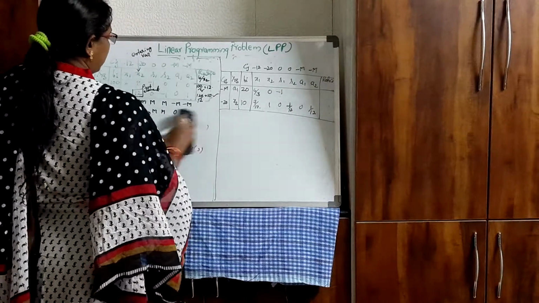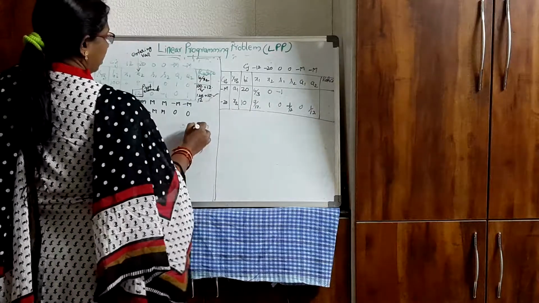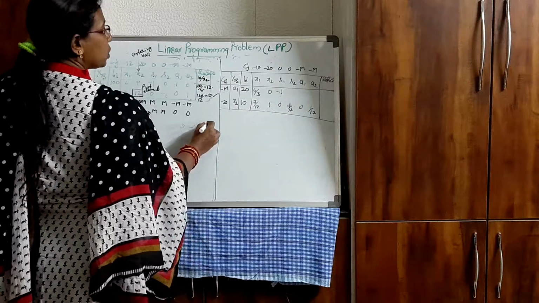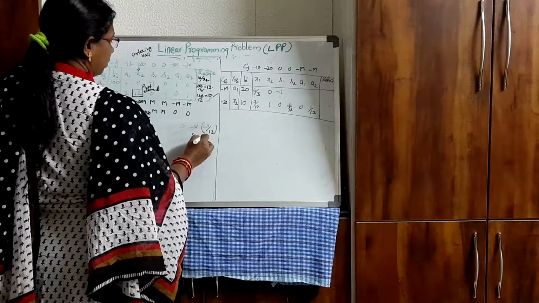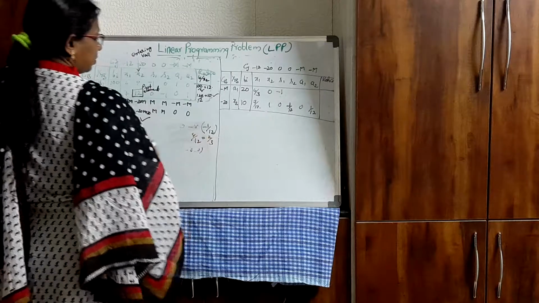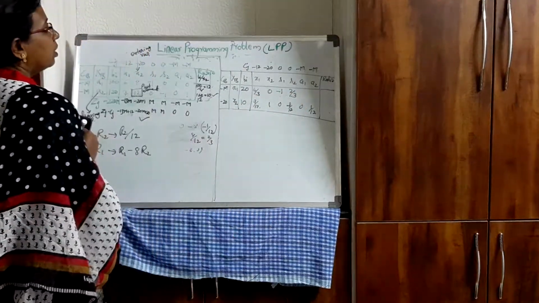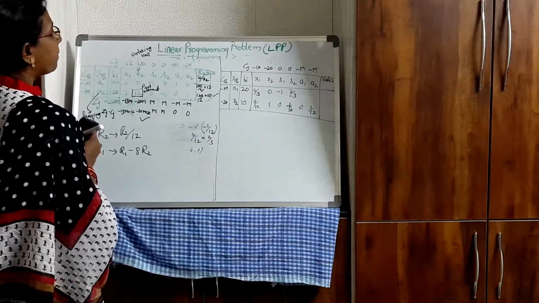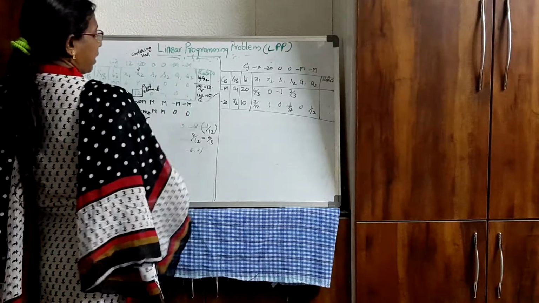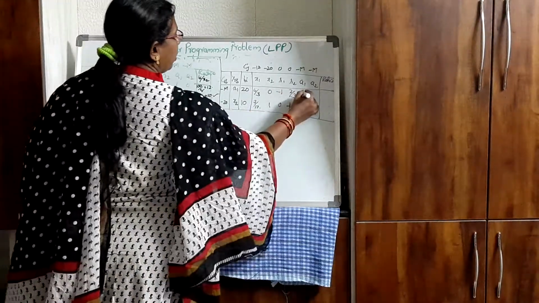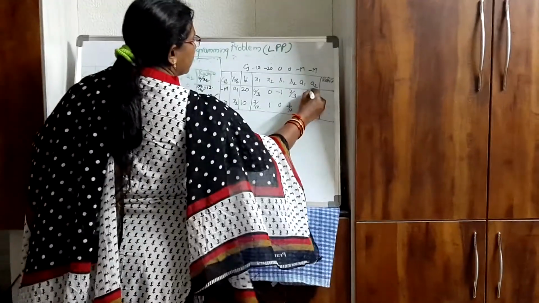Next S2. S2 is 0. 0 minus, here you have 8 into minus 1 by 12. So this minus minus will become plus. You will get 8 by 12, which is equal to 2 by 3. So this will be 2 by 3. Next A1: 1 minus 8 into 0. So this will be 1. Next, 0 minus 8 into 1 by 12. So this will be minus 2 by 3.